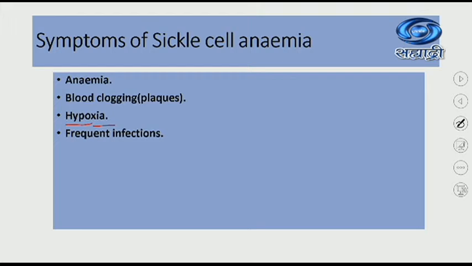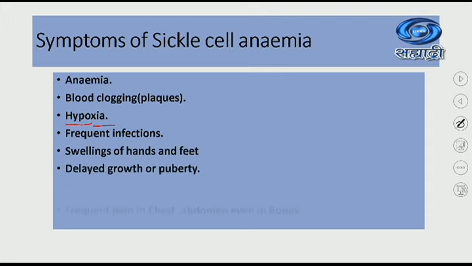This person is supposed to get frequent infections. Swelling of hands and feet takes place. There is delayed growth or puberty. And there is frequent pain in the chest, abdomen and in the bones. So see, the mutation at one gene is responsible for so many traits. Thus, it is an example of pleiotropy.